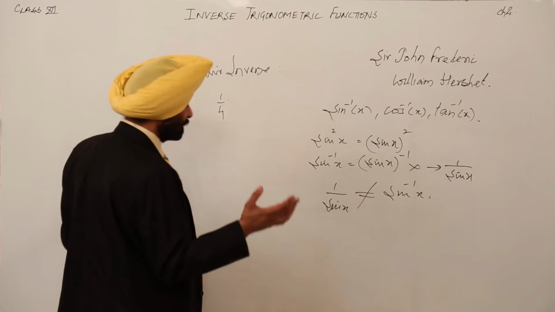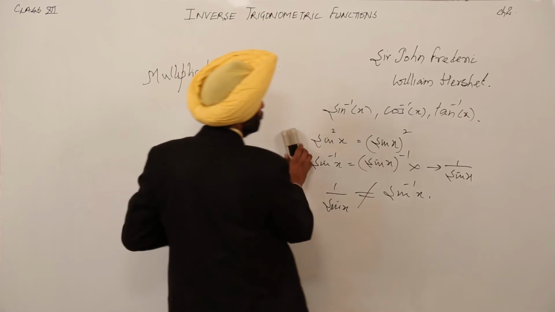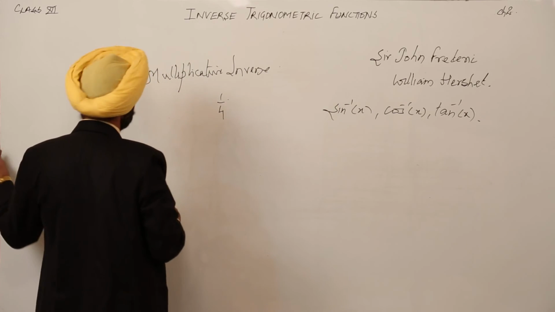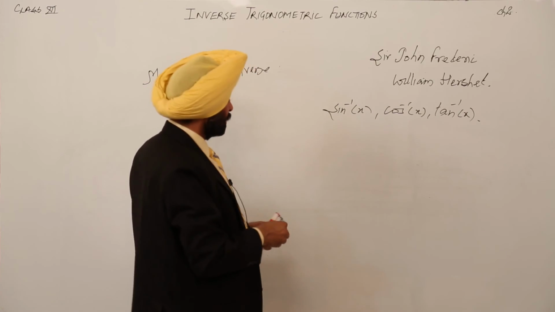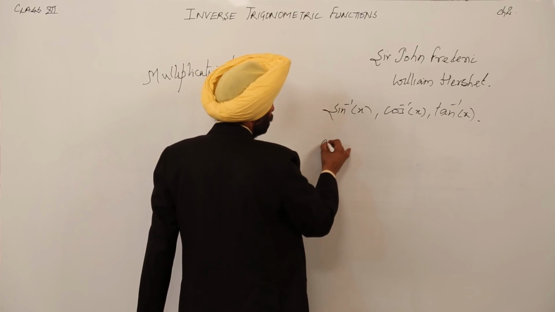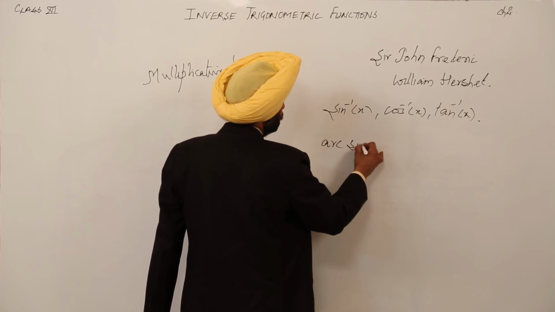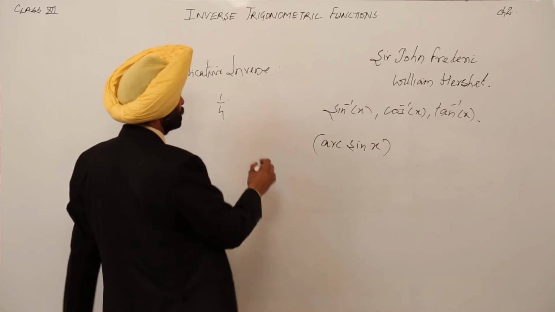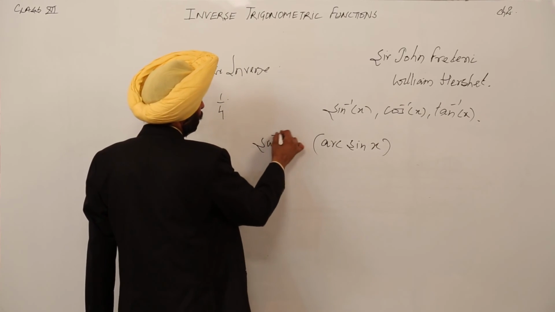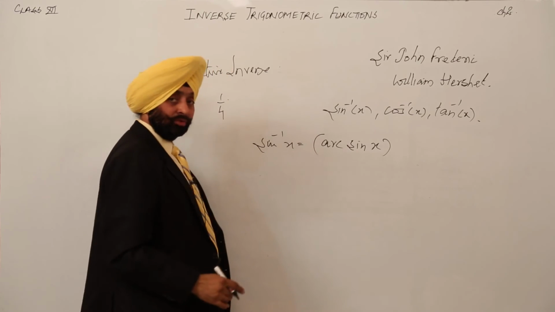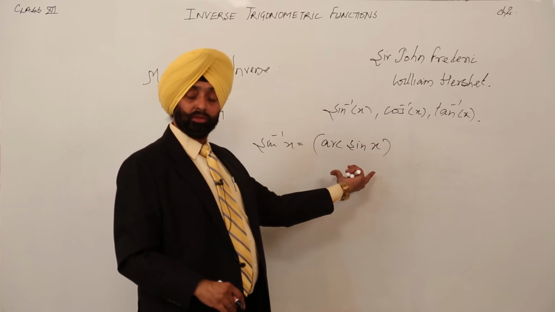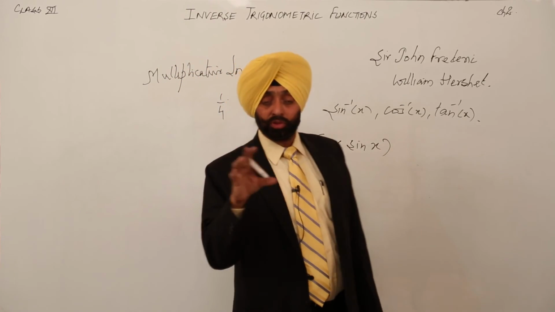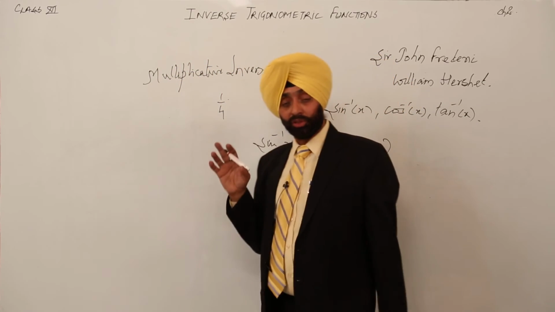Then what did other mathematicians do? They gave a new term for this, and the new term was arc sine x. This means sine inverse. So nowadays you will find these written in books, because of the confusion between multiplicative inverse and compositional inverse.